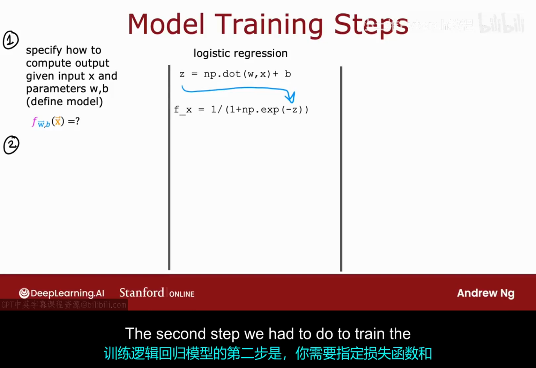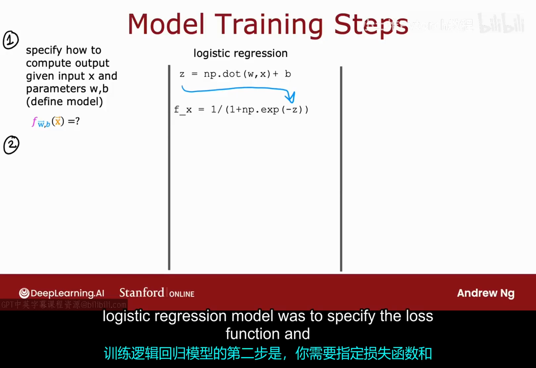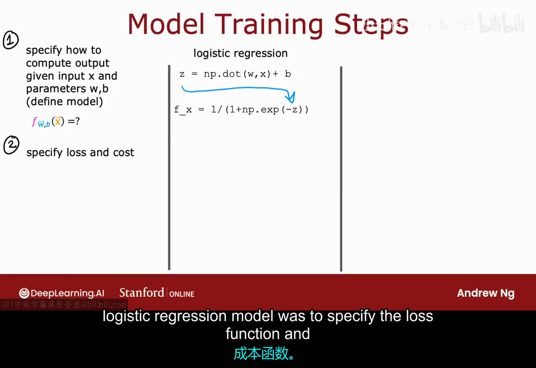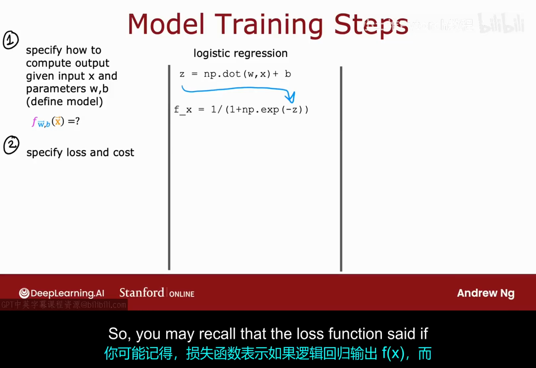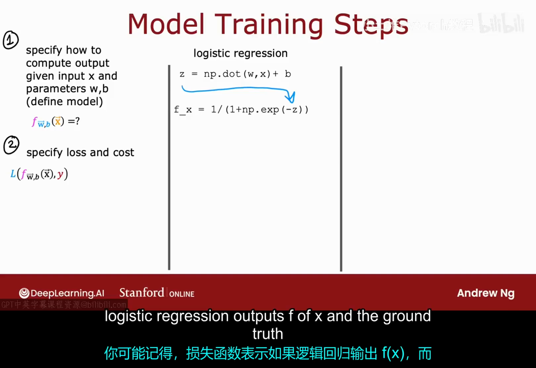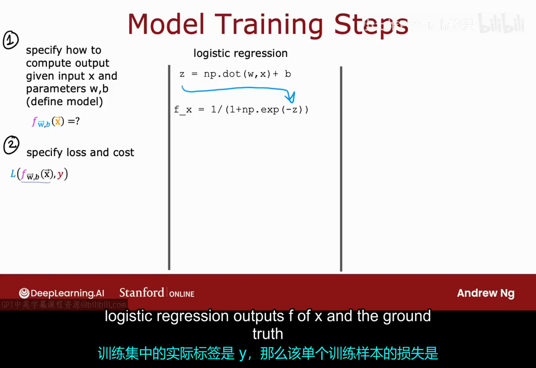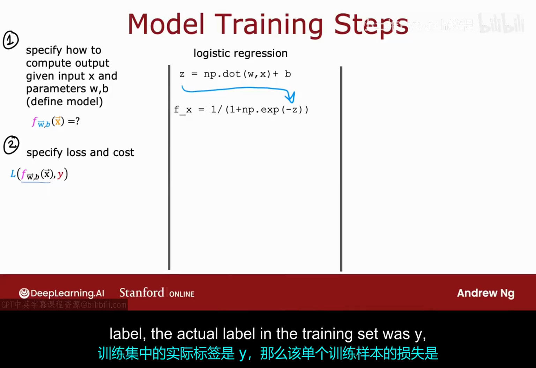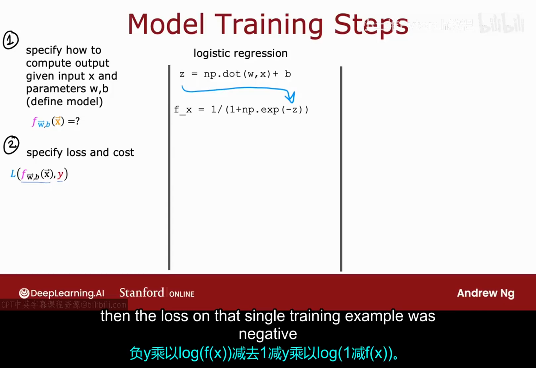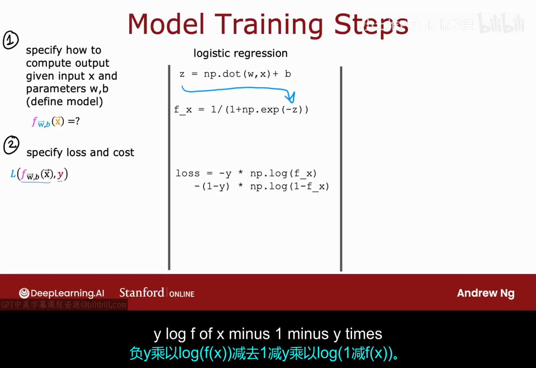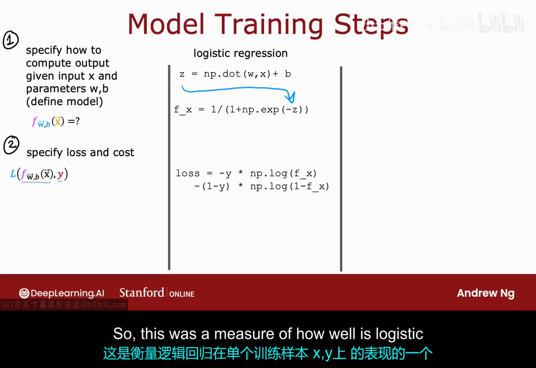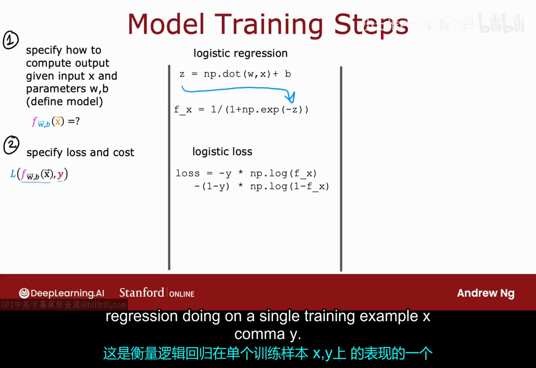The second step we had to do to train the logistic regression model was to specify the loss function and also the cost function. So you may recall that the loss function said if logistic regression outputs f of x, and the ground truth label, the actual label in the training set, was y, then the loss on that single training example was negative y log f of x minus 1 minus y times log of 1 minus f of x. So this was a measure of how well logistic regression is doing on a single training example x, comma, y.